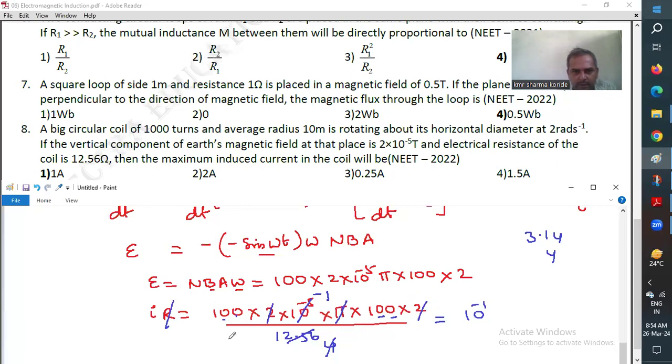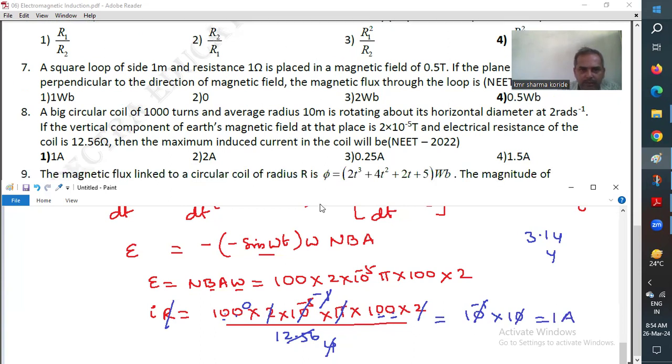Counting the zeros: 1000 turns, so there will be one more zero, then 10 to the power of plus 5. So all cancel, and it is 1 ampere. So the first option is correct. Moving to the next question.